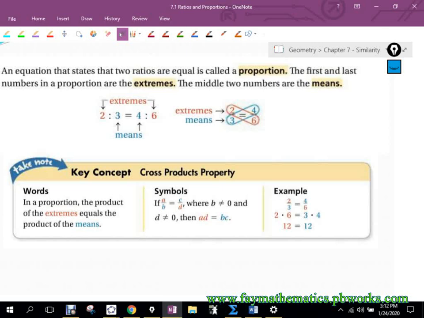So instead of using cross products, which is just looking at this bubble and that bubble together, we can break them down individually and say, okay, the means is the 3 times the 4. The extremes is the 2 times the 6. Does that make sense? Okay. So just be on the lookout for those words.